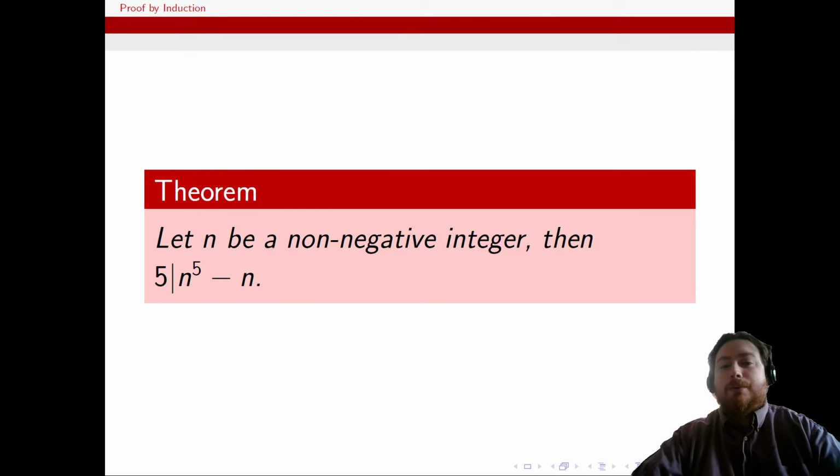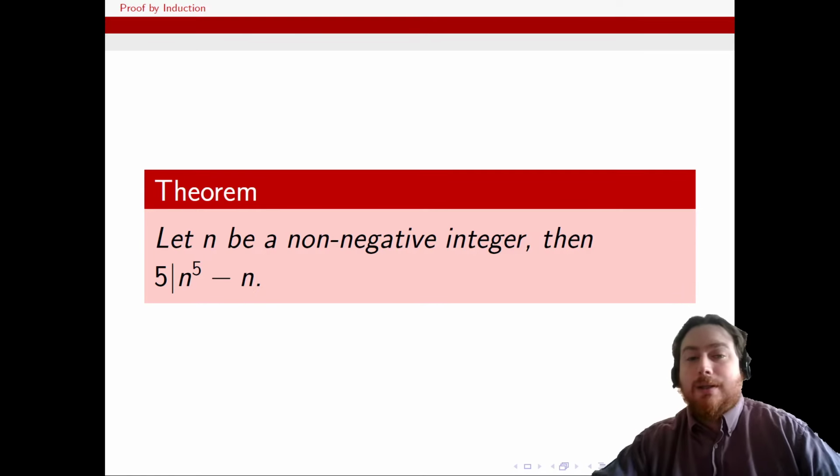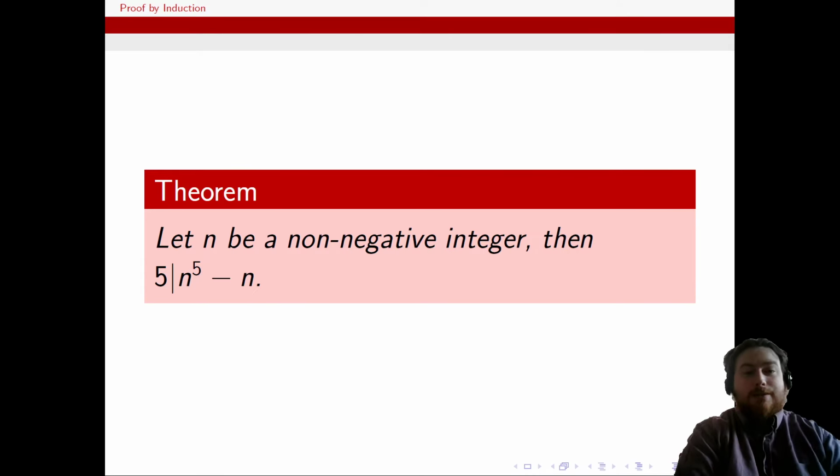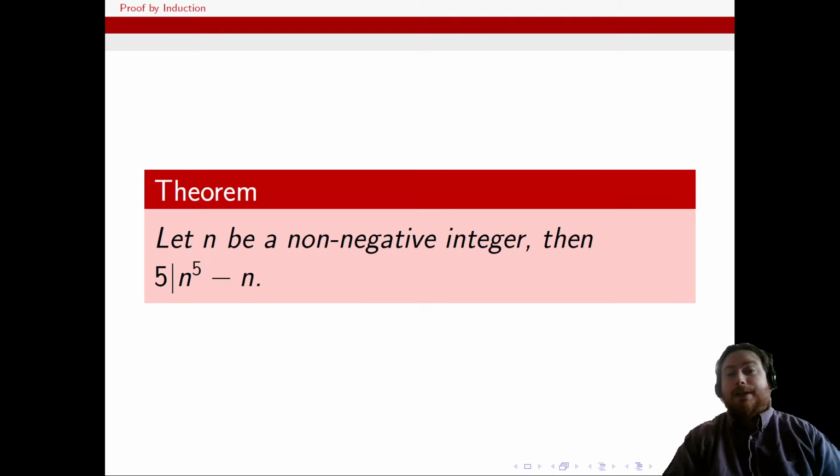So another type of proof here, instead of sums, we can also work with division, or showing things divide other things. And so what I want to show here is that if n is a non-negative integer, then 5 divides n to the 5th minus n.